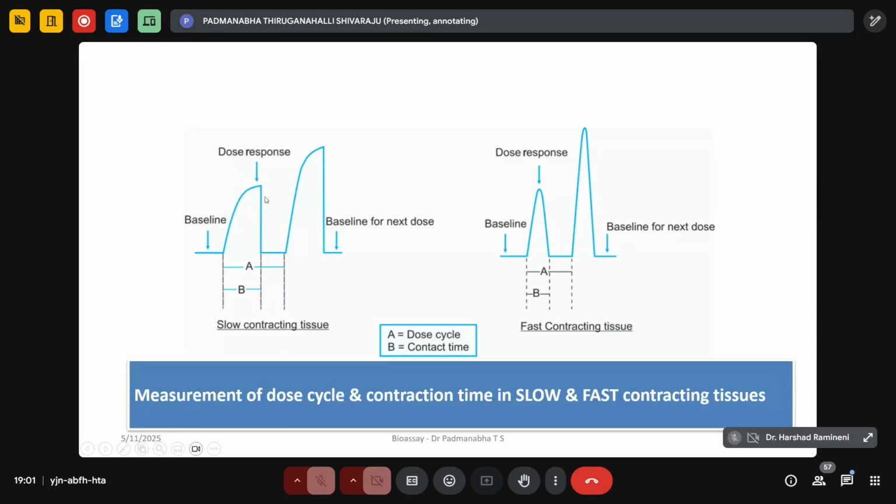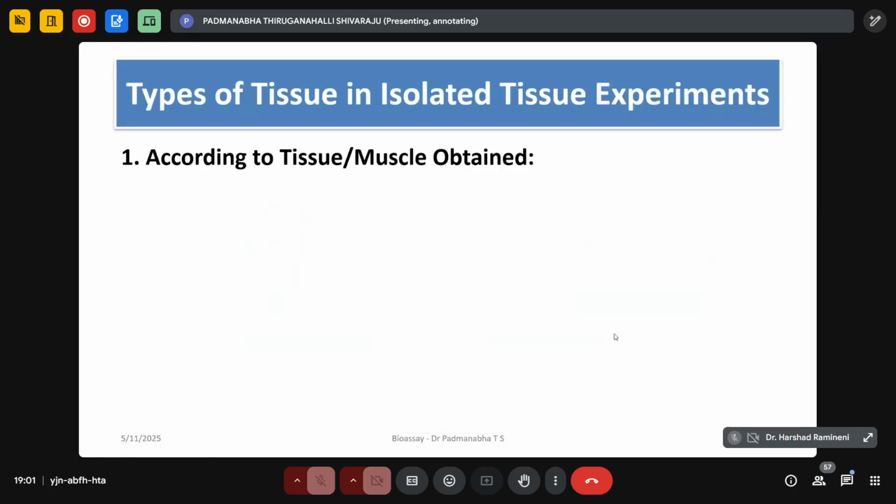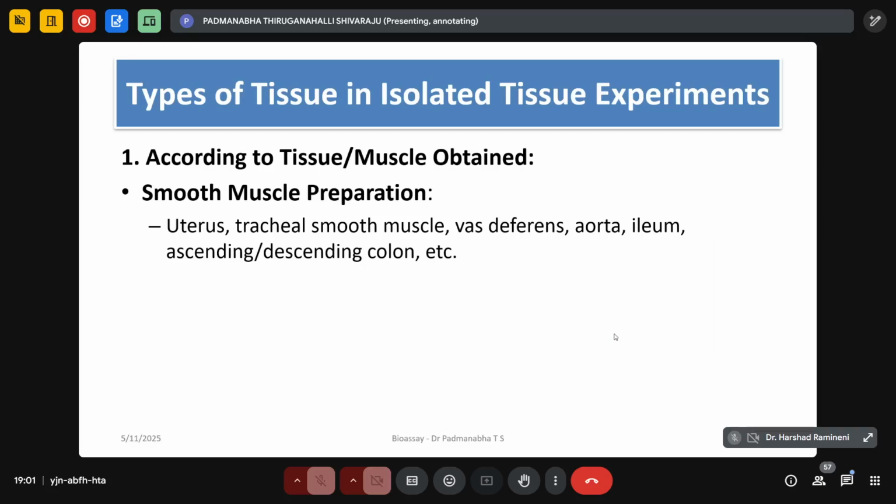So based on this response and comparing with the standard one, you're going to tell at what concentration the unknown compound is producing this effect in comparison with the test compound. So here you see for the same thing, you can see the fast contracting tissue as well. So what are the types of tissue in isolated tissue experiment?